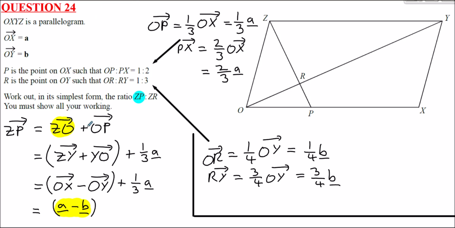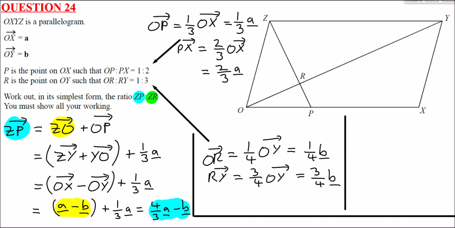And of course, because you're adding on the OP, which is 1/3 a, add on 1/3 of a, and so that simplifies down to: a plus 1/3 of an a is 4/3 of an a, and then minus this b. So therefore, we've got that Z to P is 4/3 a minus b. What we now need to do is to do the same and think about what ZR is in terms of vectors. So let's now consider Z to R.